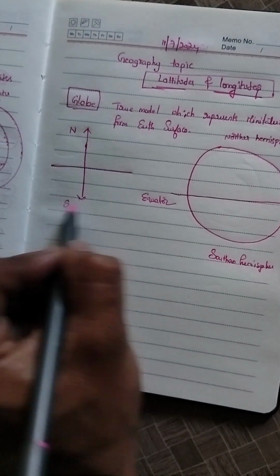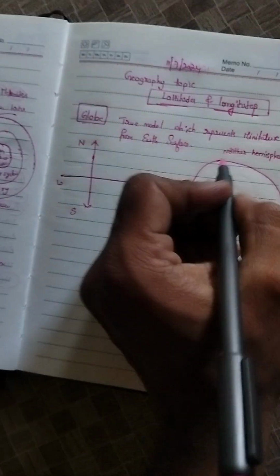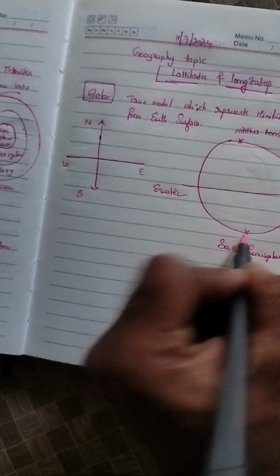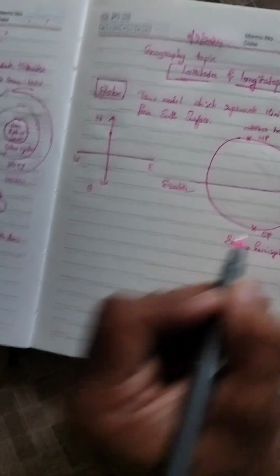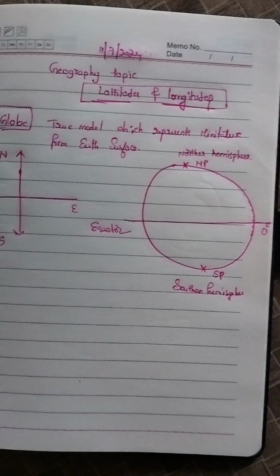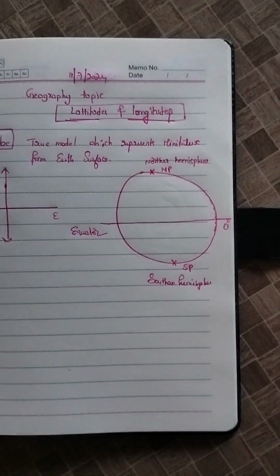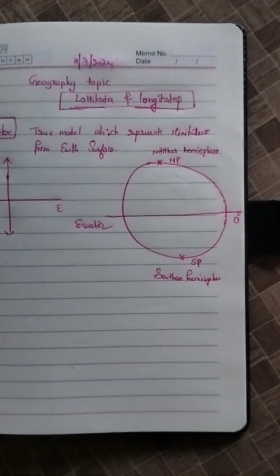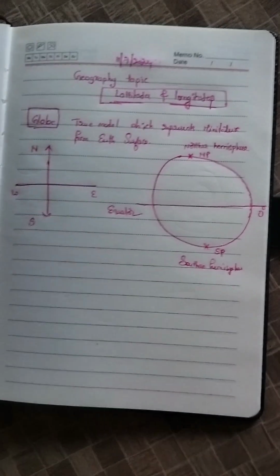North, south, east, west. Here two poles are there, north pole NP and south pole. The equator is an imaginary line on the globe which divides the Earth's surface into two halves. The upper part, that is towards the north pole, is called northern hemisphere. Towards the south, it is called southern hemisphere.